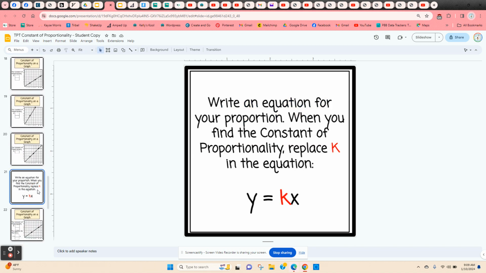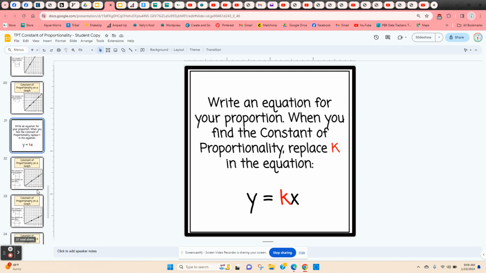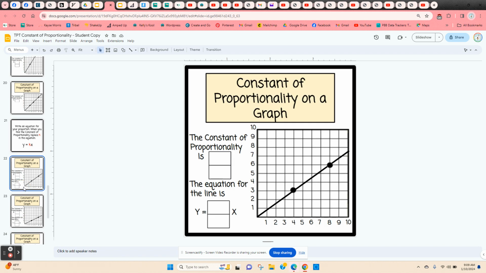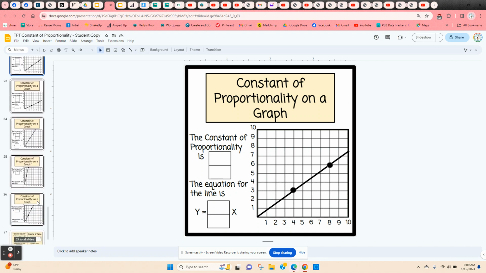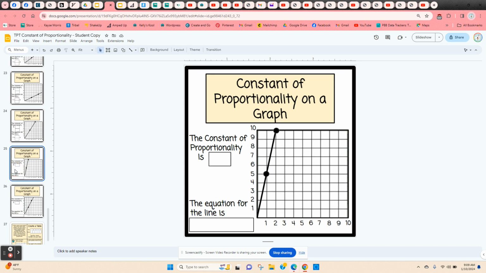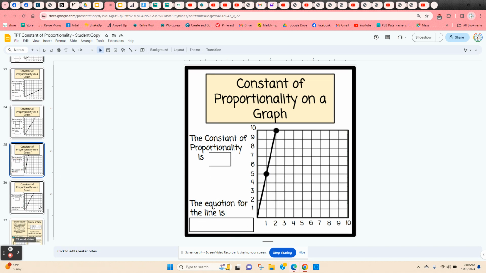Then they're shown how to find the equation for a proportional line. So the equation is y equals kx. They replace k with the constant of proportionality. So in the next few slides, they're just going to be finding the constant of proportionality and placing it in place of k in the equation. When they get down to this next slide, then they're going to be typing in the entire equation.